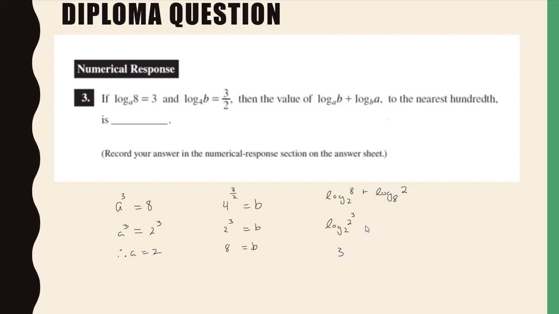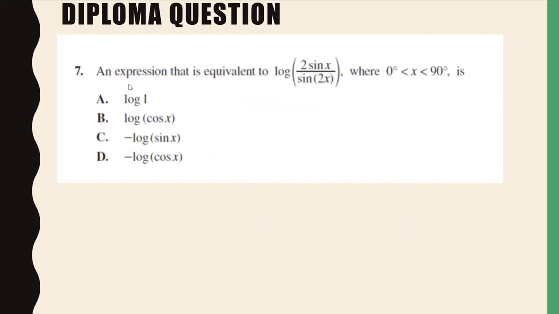The second one's a little trickier to see. Like, is it possible to write 2 with a base of 8? And yeah, it actually is. So we have 8 to the power of 1/3. So if we cube root 8, we actually get 2. So therefore, we have plus 1/3. And we add these together, and we get 10 over 3. Now it asks us the nearest hundredth, so that's equal to 3.33.